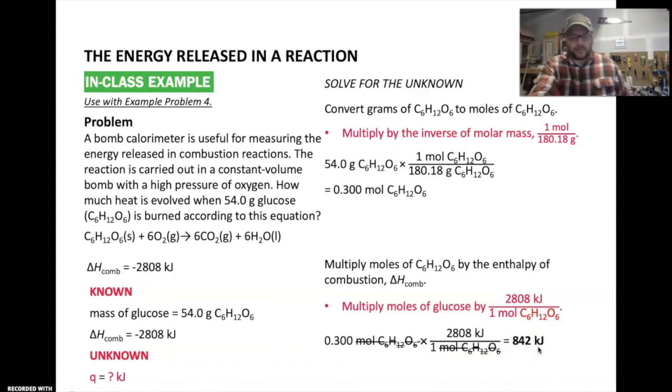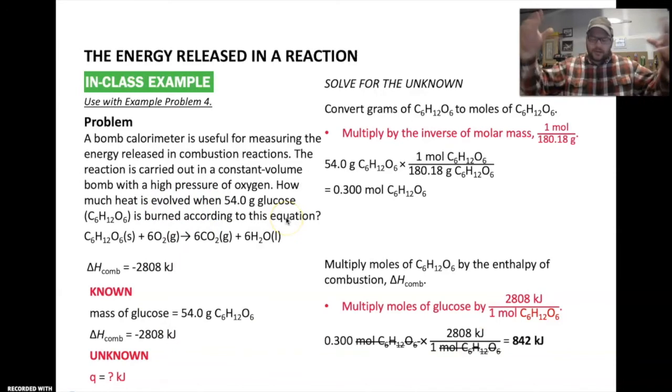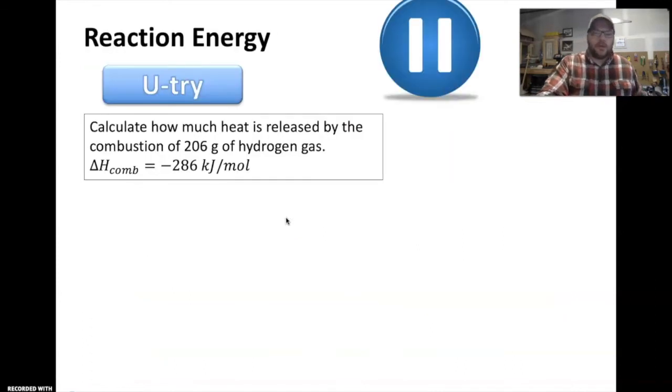So 842 kilojoules, they're using the term evolved in the reaction. So 842 kilojoules were transferred out of this reaction into the water of the bomb calorimeter. All right, go ahead and pause the video and you try this one. So pause in 3, 2, 1, pause.